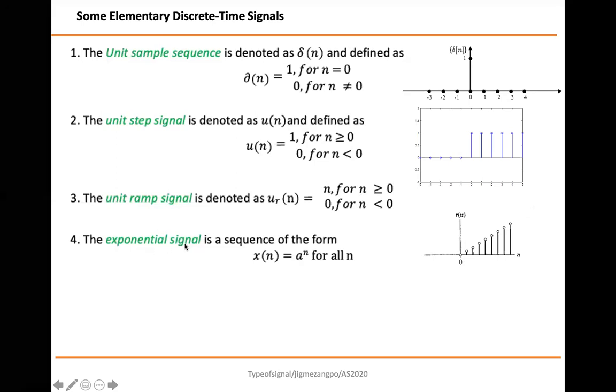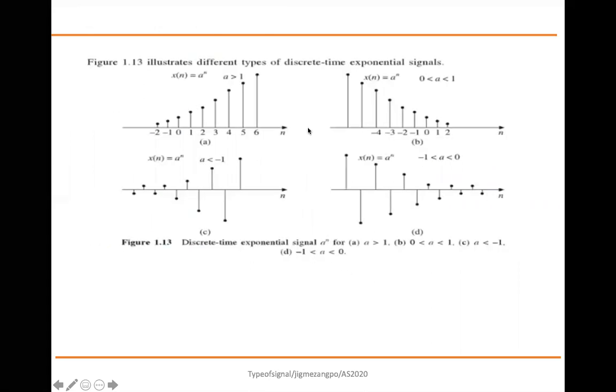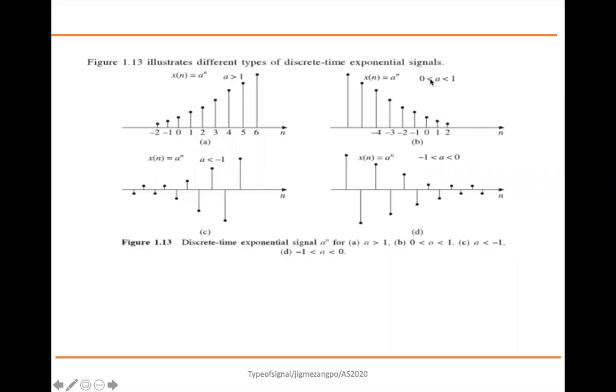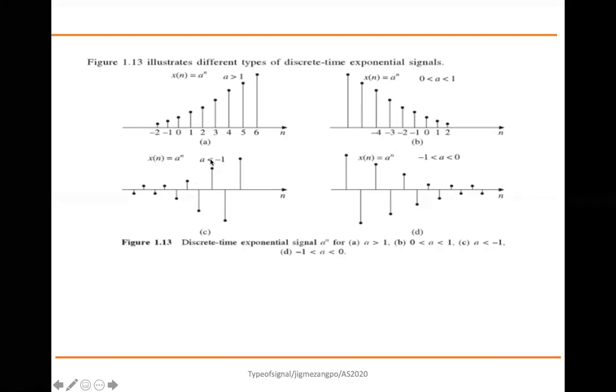And finally, we have the exponential signal, which is a sequence of the form x of n equal to a to the power n for all n. And here is the exponential. This is a positive exponential where a is greater than 1, and you have a decaying exponential where a ranges from greater than 0 to less than 1. Similarly, you have an exponential where a is less than minus 1, and you have an exponential where a ranges from minus 1 to 0. These are the types of exponential signal.